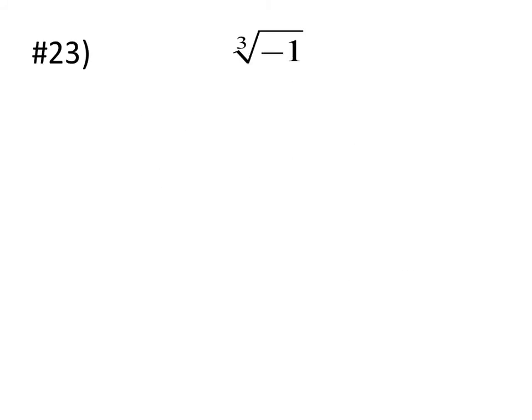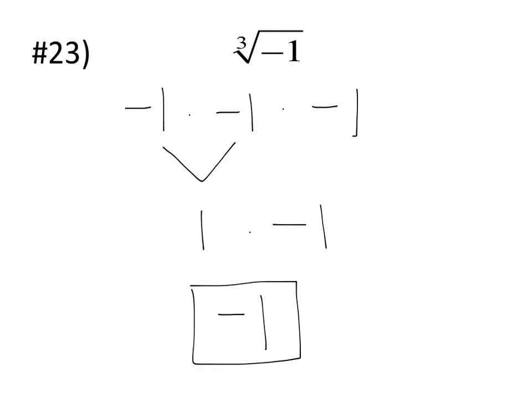Alright, cube root of -1. First off, you're going to freak out because there's a negative under the root. But don't do that. If your index is an odd number, it's okay. Because -1 times -1 times -1 is what? -1 times -1 is +1, right? Times -1, -1 times +1 is -1. Okay? So it's okay.